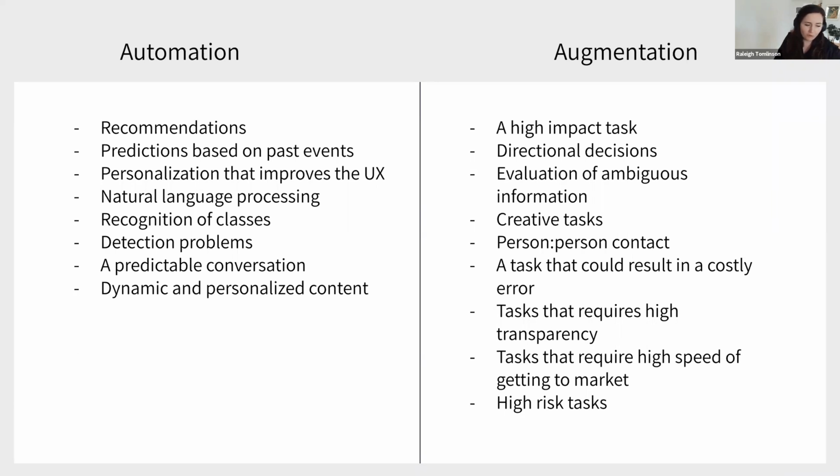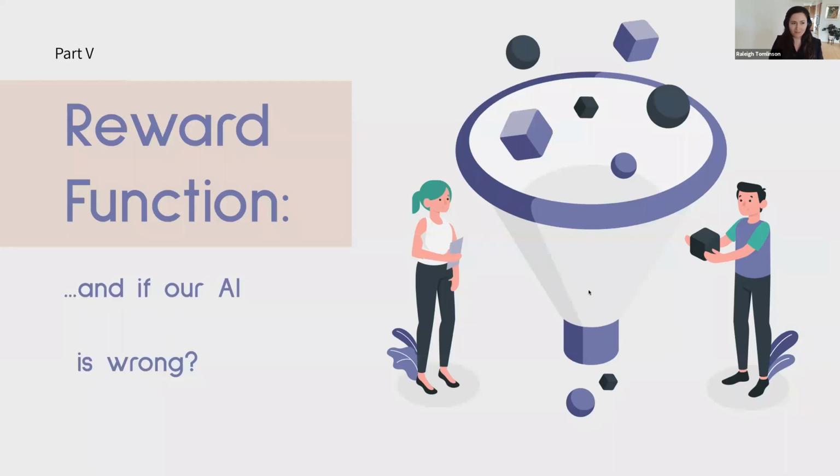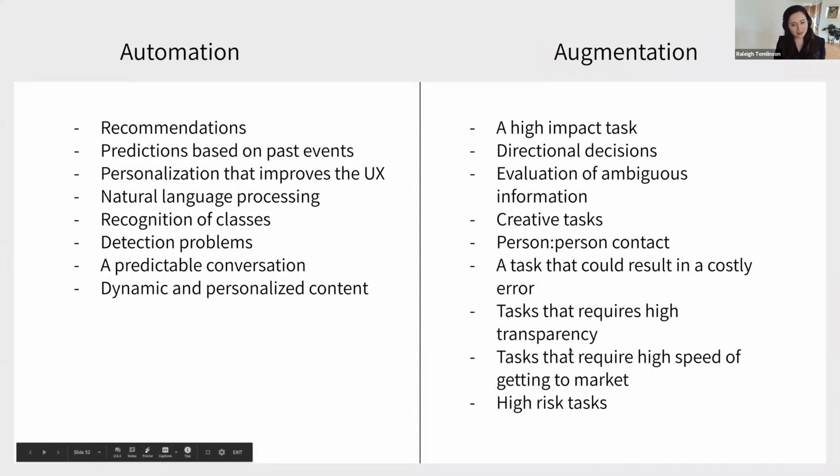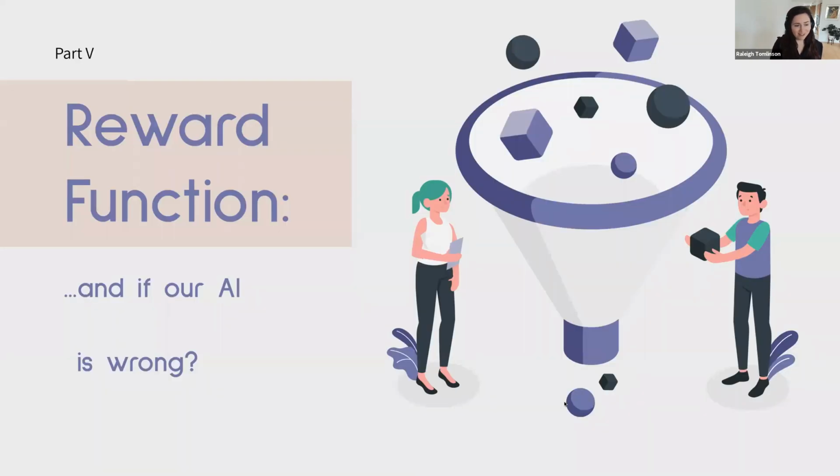Eric Topol, who's an amazing author, wrote Deep Medicine, which is how artificial intelligence can make healthcare human again. We need to augment the person-to-person contact. And yeah, tasks that require transparency, high speed of getting to market. AI is a slow process because it takes a lot of time to get it right, and high risk tasks. And then finally, we're right on time, it looks like.